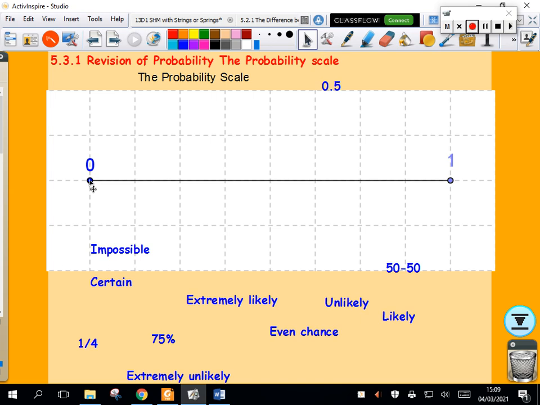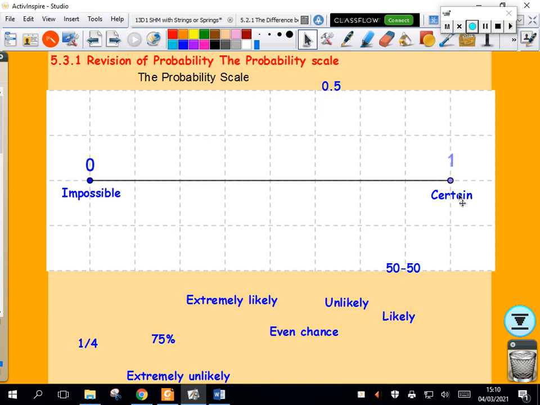A probability here on the left hand side, that's a probability of 0. A probability of 0 represents something that is impossible. If something's impossible, we say the probability of that occurring is 0. Right at the other end of the scale is something that is absolutely certain. If something is 100% certain to happen, well then it has a probability of 1.